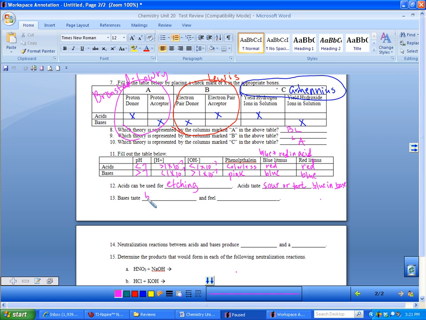Bases taste bitter. Talked with my students about how one time when I was a kid, I thought that cocoa would be so good to eat because it was chocolate, and I got some cocoa out of the kitchen. Blah. It was horrible because it has a bitter taste.